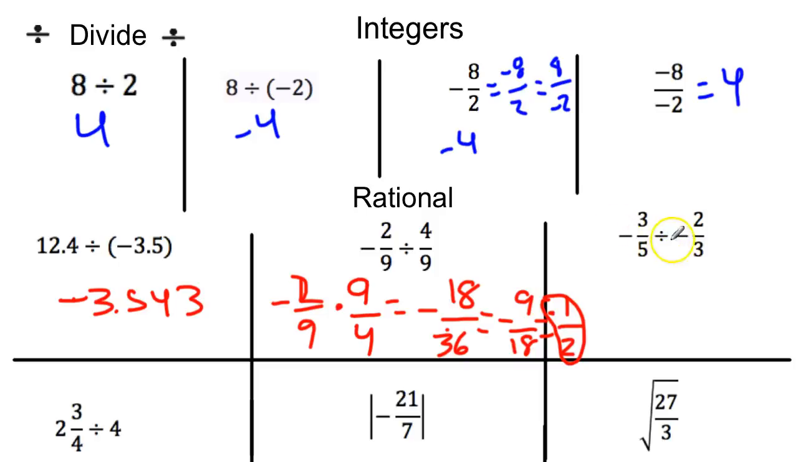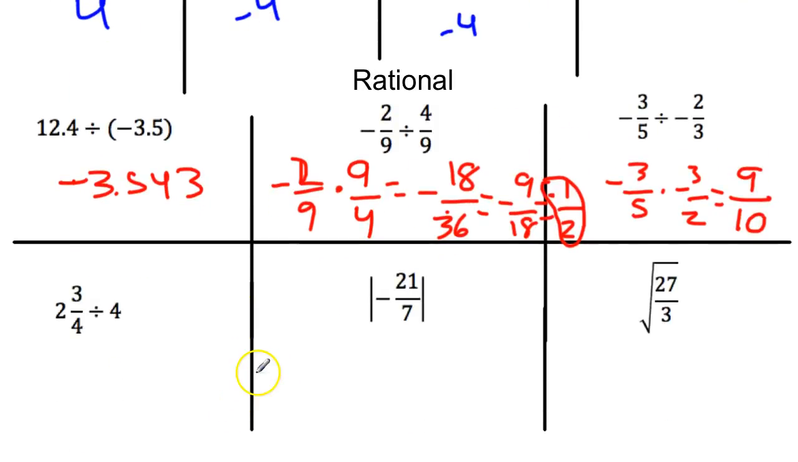Over here, same thing, but they're both negative. So I write negative 3/5, and it's going to be multiply. So times negative 3/2. Negative times a negative will be positive. 3 times 3 is 9. 5 times 2 is 10. 9/10. Perfect. Am I going a little fast for you? That's okay. You can just pause it. Take your time.